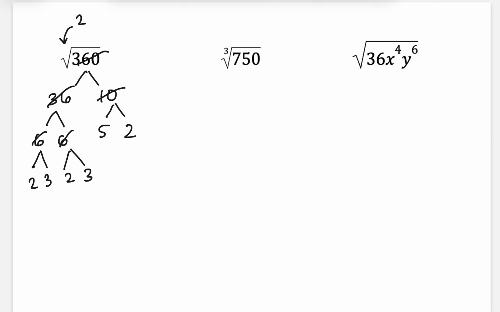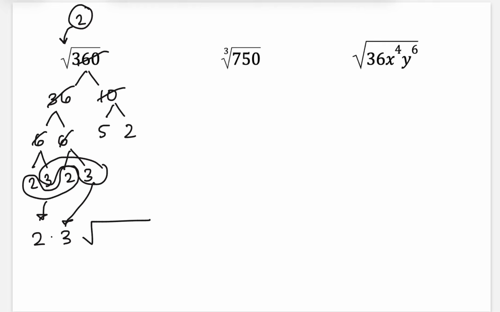So now I look at my prime factors, which are the numbers that are not crossed out. Again, I'm looking for groups of 2 because this is a square root. So I have a group of 2 2s right there, and I have a group of 2 3s right there. So the 2 and the 3 come on the outside of the square root, and the numbers left over get multiplied on the inside. So that 5 and that 2. So this would be 6 square root of 10.